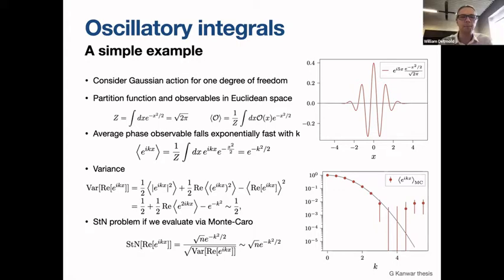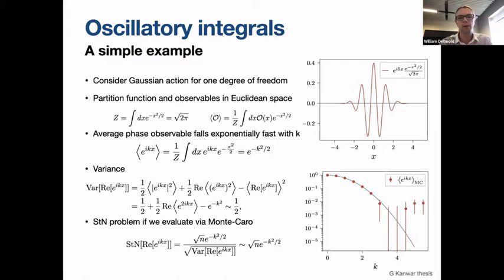Okay, so let's think about the variance of what we should see if we try and do a Monte Carlo estimate of that quantity. Of course, we don't need to because we can do this integral exactly, but let's just play this as a game. So the variance contains these 3 terms shown here. The first one is the only one we want to worry about. This is the absolute value squared of the observable. And the absolute value squared of e to the ikx is just 1. And so we just get a constant contribution here with a factor of 1/2.